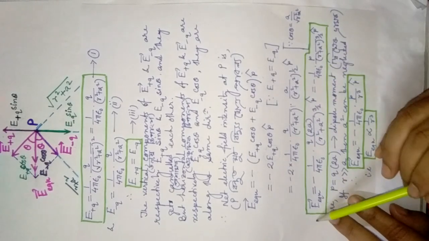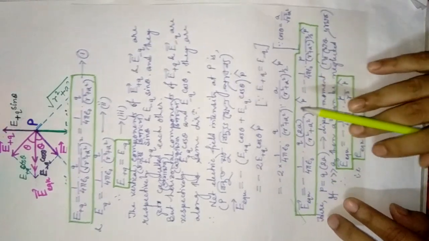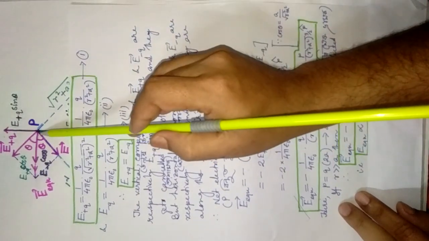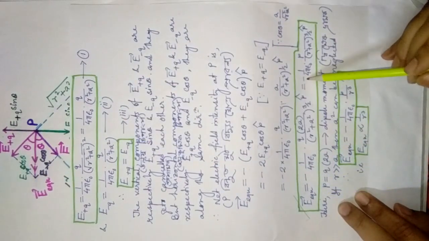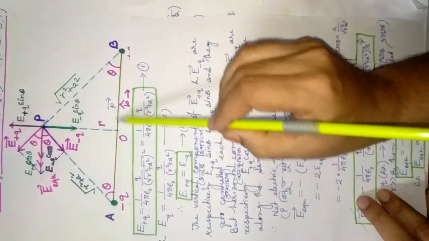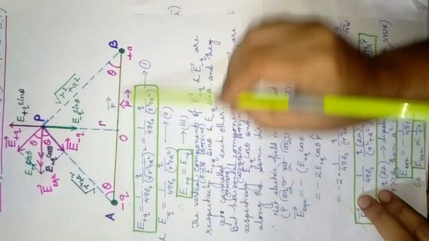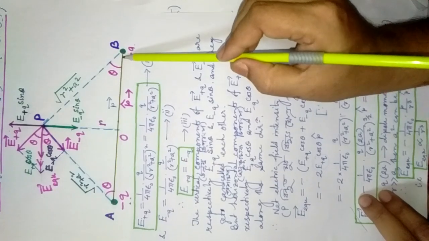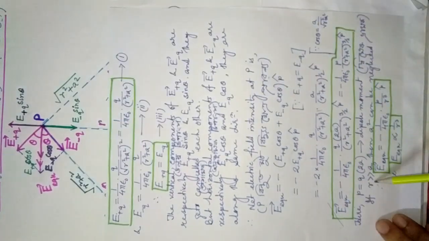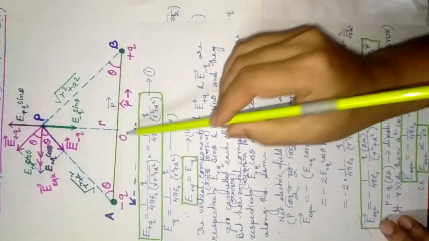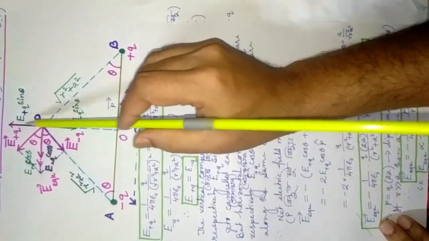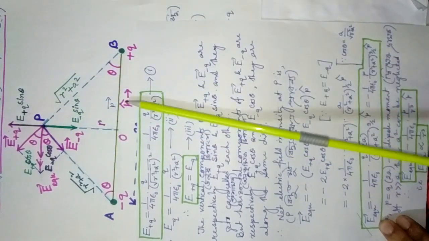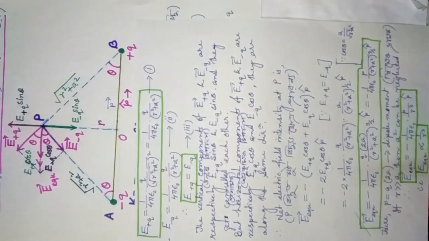And see, this is the net electric field intensity at any point on the equatorial line, and it is always opposite. Minus means opposite to the dipole moment. Very important concept: the net electric field is always opposite to the dipole moment. And see, if r, this distance, is large, that means if P is very far away from the dipole, then what will happen?